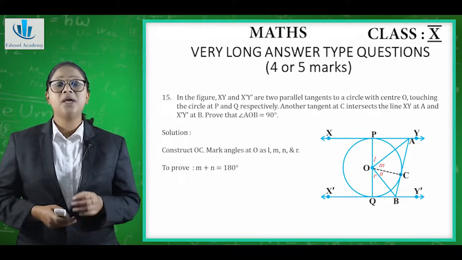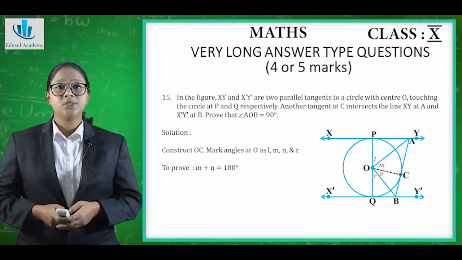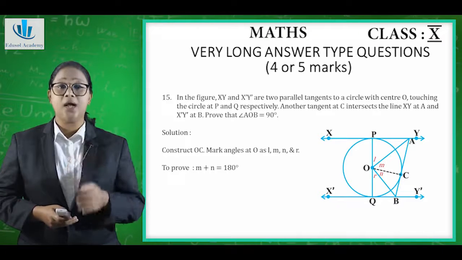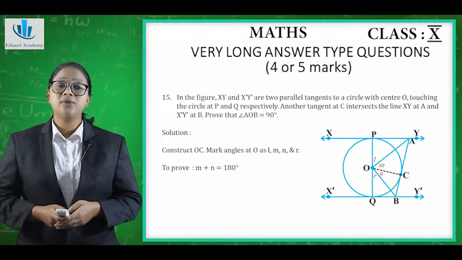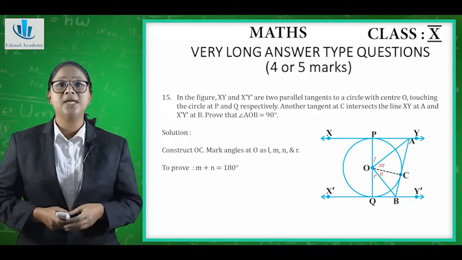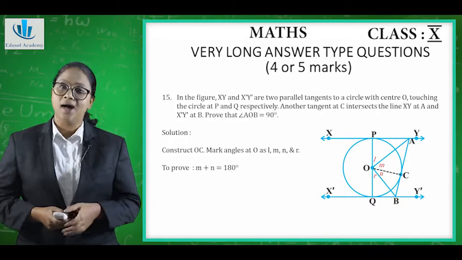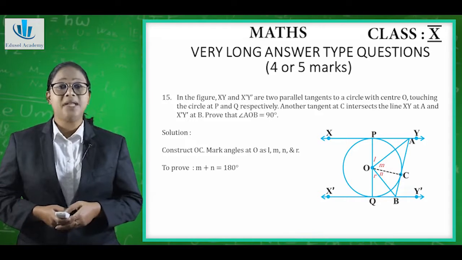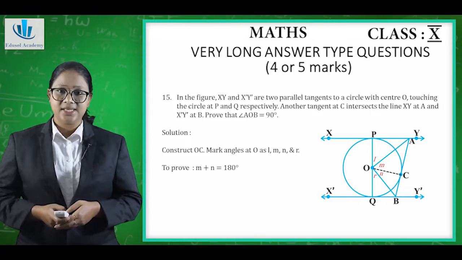So we have to bring a construction in this by joining O and C, and now we get 4 sections for the whole angle O. So mark all the 4 sections of angle O as L, M, N and R. Now let's begin. So we have to prove that angle M plus angle N is equal to 180 degree.